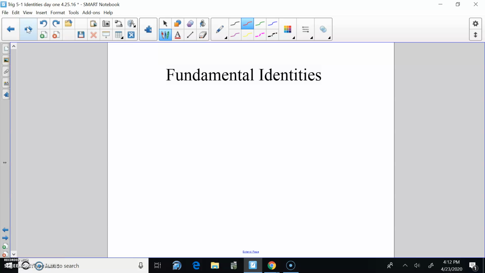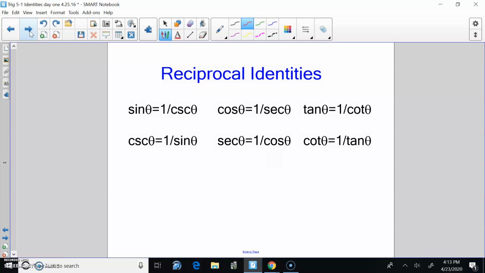So what we're going to use for those are the fundamental identities that you learned about in the last section, last choice board. What you want to think about with these fundamental identities is these are things that are always true for any angle at all. It doesn't matter if the angle is negative, positive, acute, obtuse, right. These are just always true.